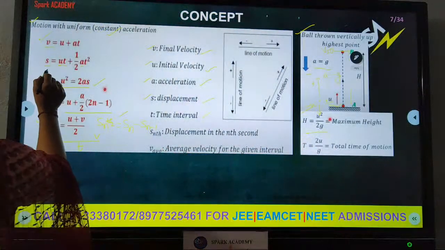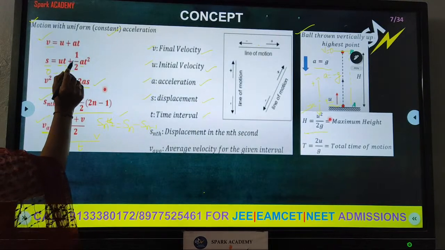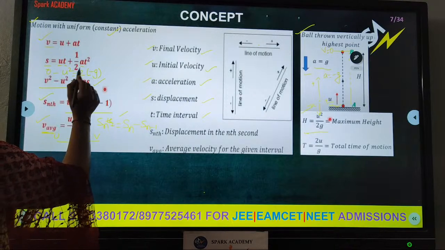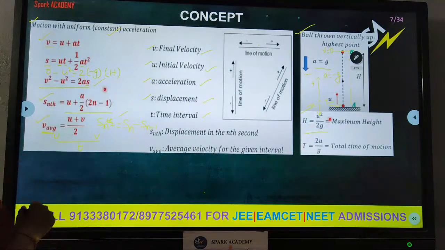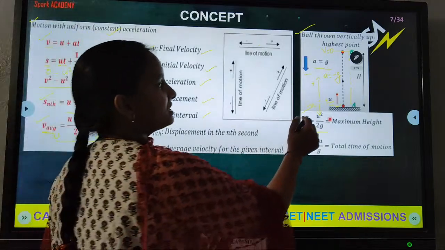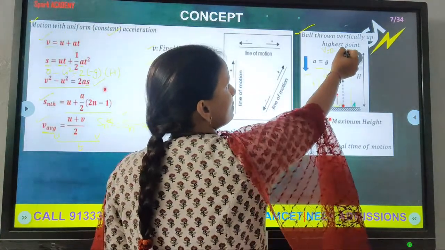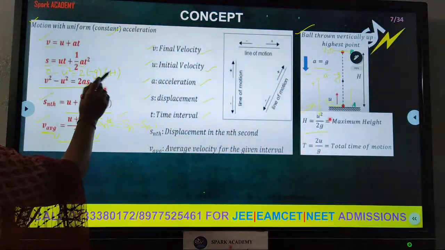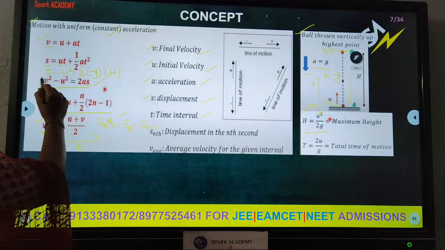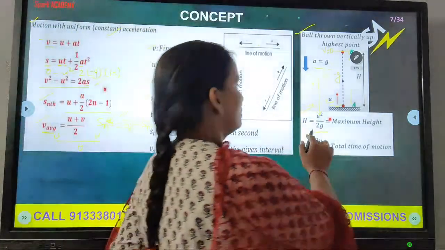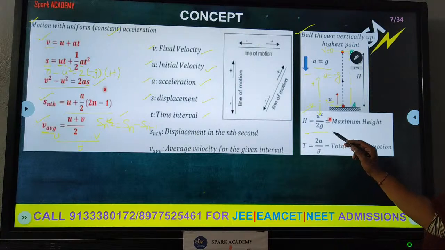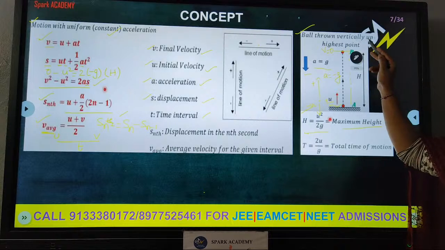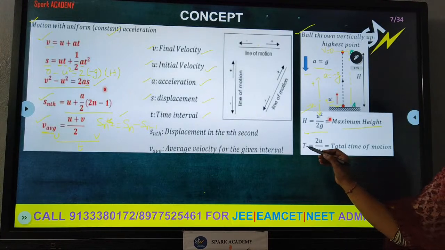By using this equation, put 0 here. This becomes 0 minus u square is equal to 2 into minus g into s, where s is the maximum height reached. Height reached means from the origin to the highest point we calculate h. So that is positive only. Both sides the minus gets cancelled. H will be equal to u square by 2g. That is the maximum height reached by the ball when it is thrown vertically up.